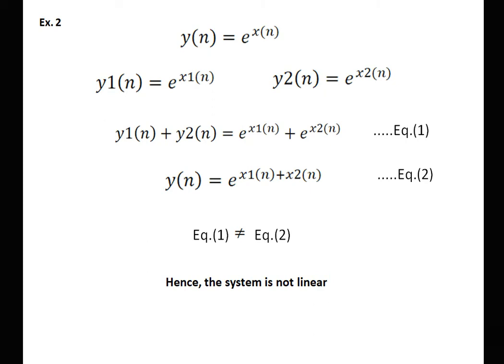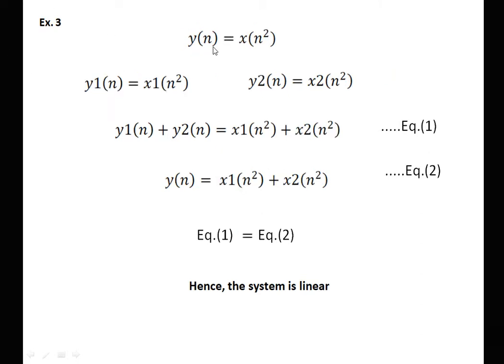y of n is equal to e raised to x of n. After applying on the individual signal, we will get y1[n] is equal to e raised to x1[n] and y2[n] is equal to e raised to x2[n]. Adding the two responses, we will get e raised to x1[n] plus e raised to x2[n]. This is the equation 1. And in the second case, what we require to do? We require to replace this x by x1[n] plus x2[n]. Therefore, we will get y of n is equal to e raised to x1[n] plus x2[n]. Both equations are not same, therefore system is not linear.